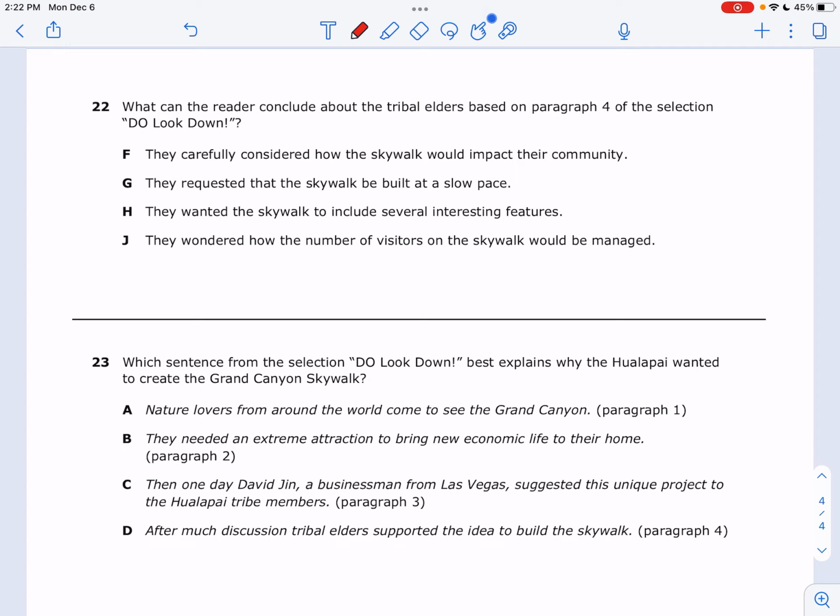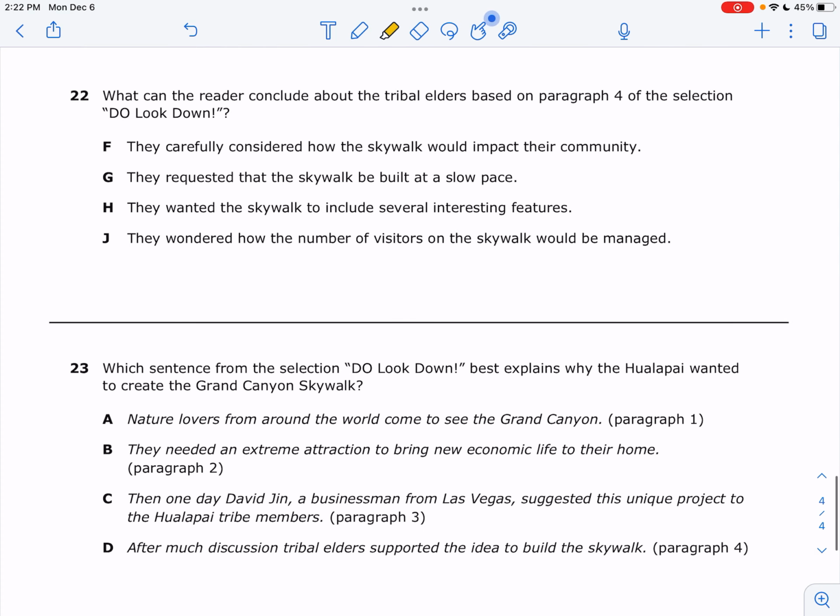Number 22. What can the reader conclude about the tribal elders based on paragraph 4 of the selection, Do Look Down? Is it F, they carefully considered how the skywalk would impact their community? So we're talking about paragraph 4 right here, the tribal elders. So what can the reader infer off that paragraph about the tribal elders?